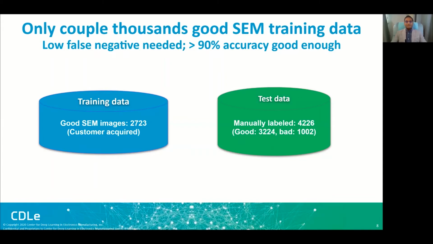Our goal was to use deep learning so that first we can reduce the runtime for the test data to minutes instead of hours. Also, to get an accuracy no less than 90% with a low false negative rate. That means a good SEM image should not be rejected.